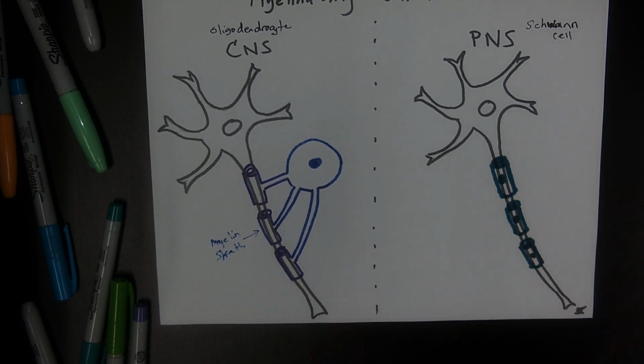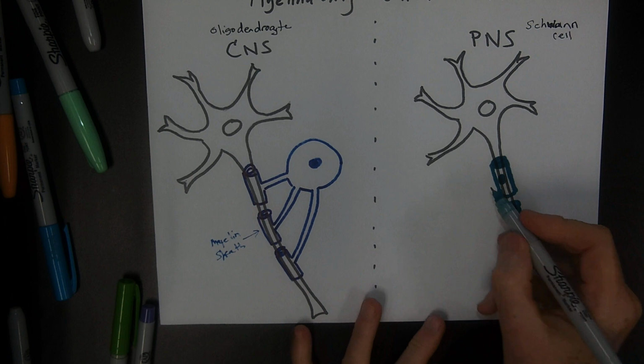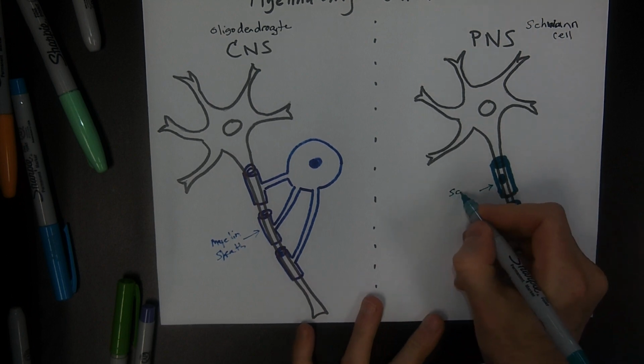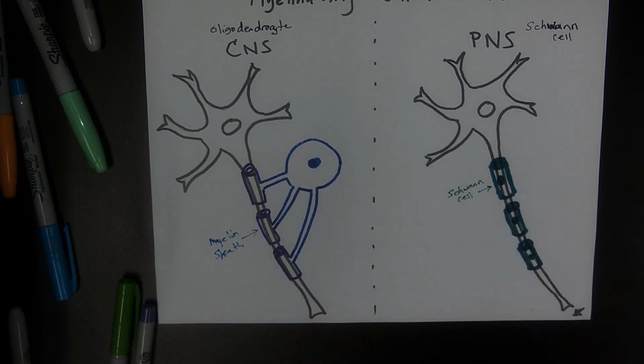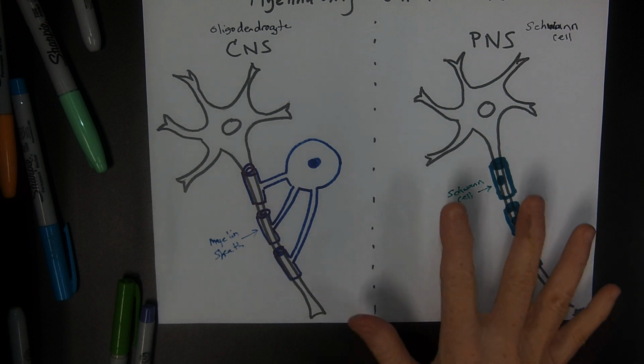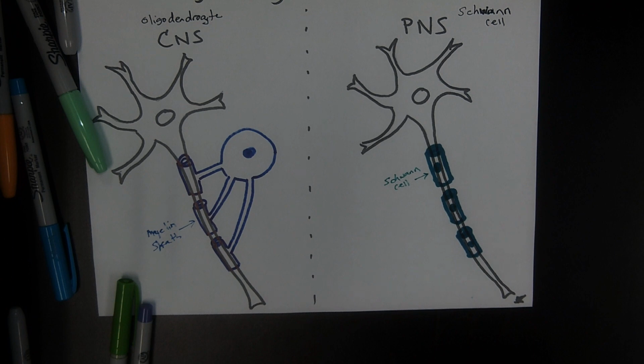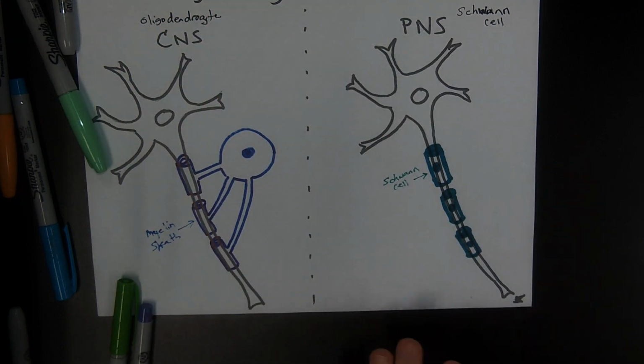So these are 3 different Schwann cells. I'll label that here. Schwann cells are found only in the peripheral nervous system. And it takes a whole Schwann cell to just produce one little segment of myelin sheath wrapped around an axon. Questions about that? Pretty straightforward. It's just myelinating glial cells, 2 different kinds. Oligodendrocytes specific to CNS, Schwann cells specific to PNS.